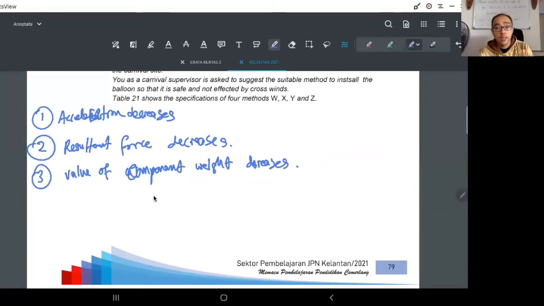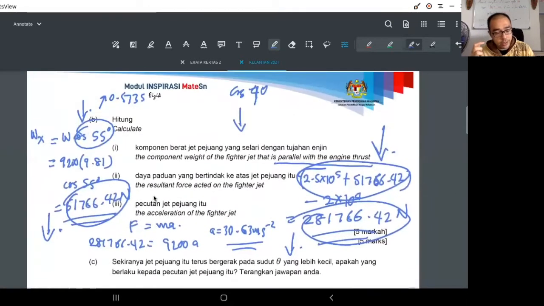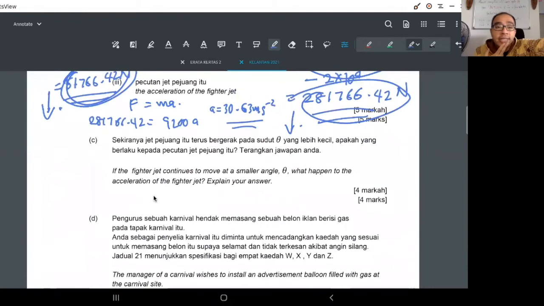Okay, the value of the component weight decreases. When this decreases, the total force to the forward decreases, and so your resultant force also will decrease. Why is it 4 marks? It seems like a very simple explanation.